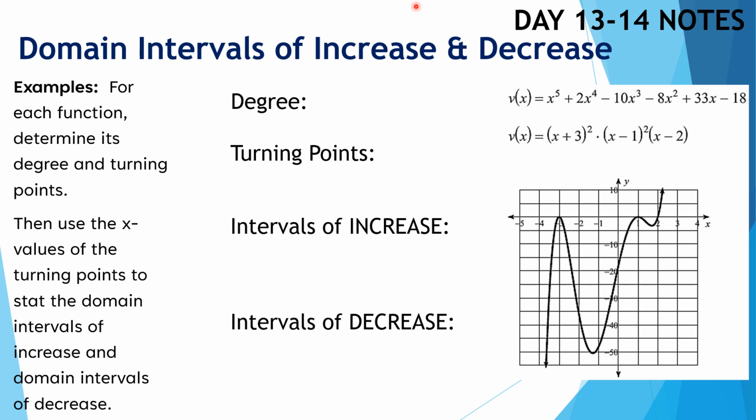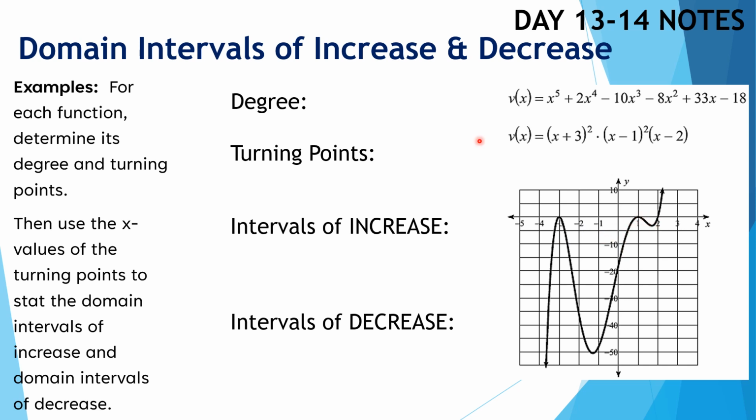All right, our final example for domain intervals of increase and decrease, looking at our function v of x is x to the 5th plus 2x to the 4th minus 10x cubed minus 8x squared plus 33x minus 18. So we do see the degree. We also see the y-intercept at 0, -18. In factored form below, we see the x-intercepts at -3, at +1, and at x equaling 2. And the first two x-intercepts at -3 and +1 both have a degree of 2, so those are even degrees, they have a bounce at that particular point.